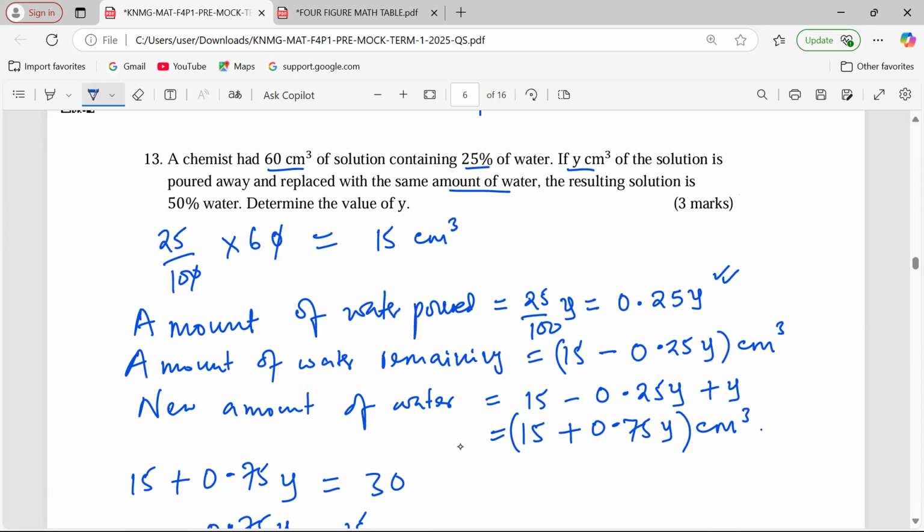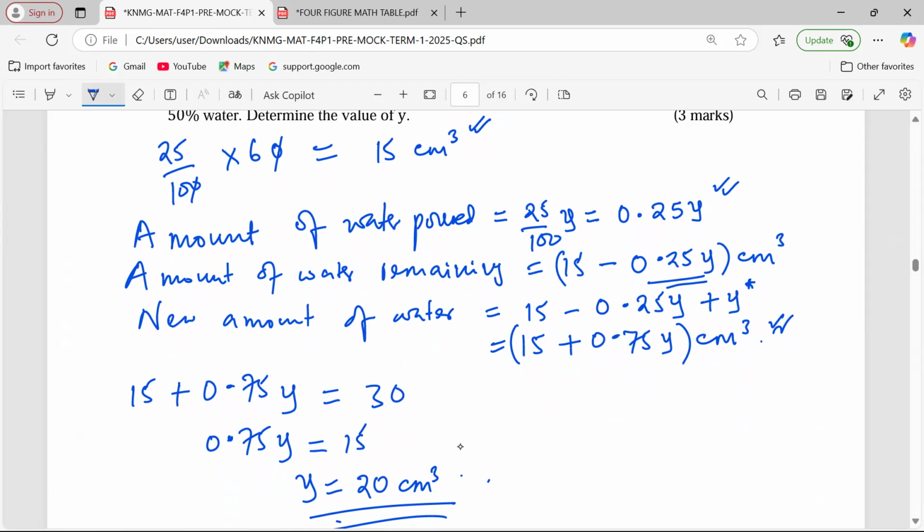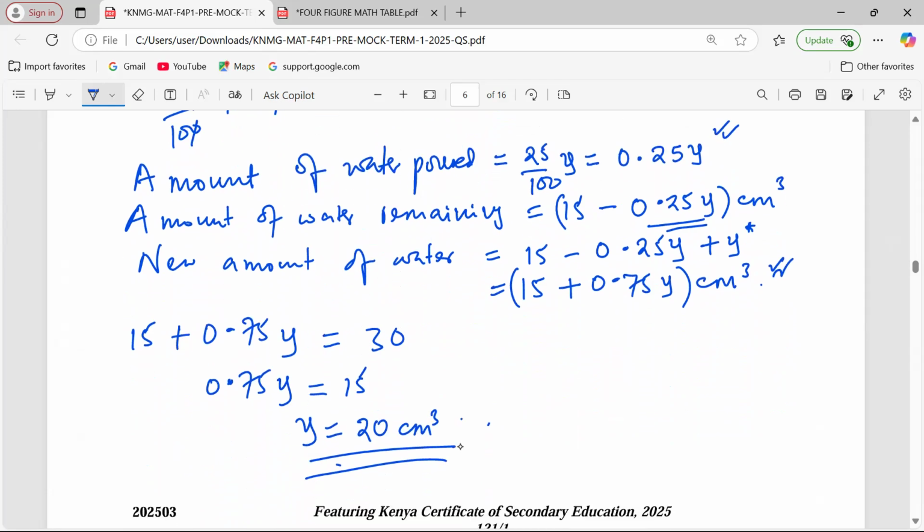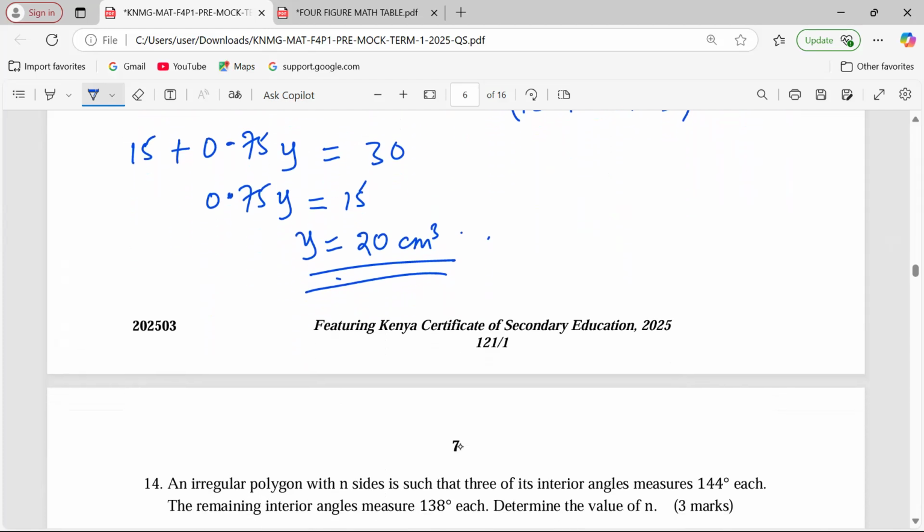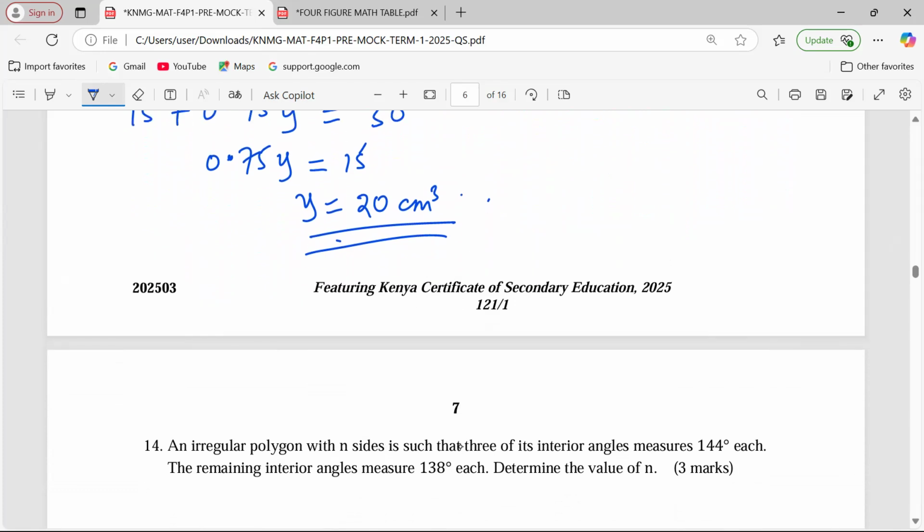That means there remains some amount of water. The amount of water remaining is the total of 15, minus the water poured out with the mixture, which is 0.25Y. Then we add again an equal volume, Y, which is purely water. So the amount of water finally in this container is 15 minus 0.25Y plus Y. This is what forms 50%, and 50% in this container means 30. So Y is 20 cubic centimeters.